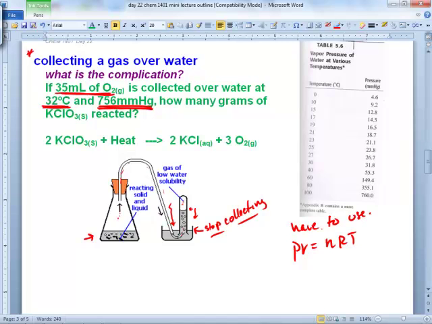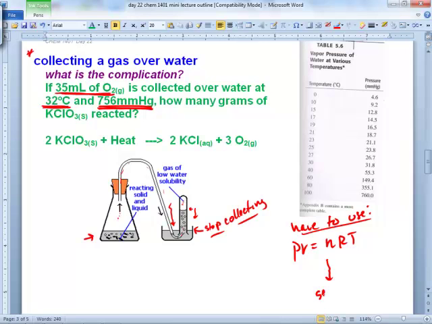Now, to me, a big hint, just because I'm so used to skimming problems: okay, how do you start? Well, when they give you all that stuff, you know you're going to have to use PV equals nRT. When they give you a reaction, now you have mole bridges, right? So if we know the moles of oxygen, we can get the moles of potassium chlorate. And if you know moles of potassium chlorate, you can use molar mass to get it. So we're going to use PV equals nRT.